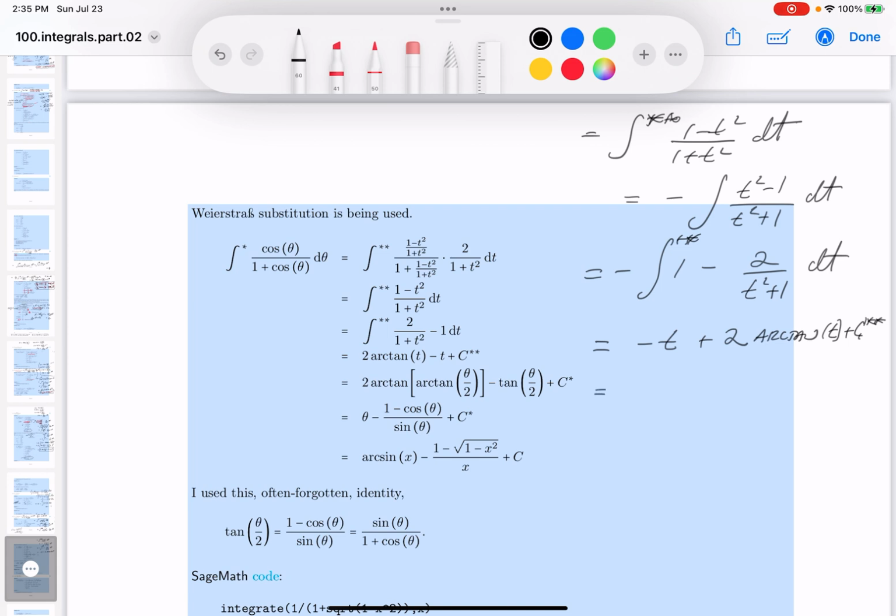The first thing I write down is there's going to be minus the tangent. Now it's not x over 2, now it's theta over 2. Plus 2 arctangent of t, and let me make sure I'm saying this right. The t is the tangent of theta over 2. Plus some constant of integration.